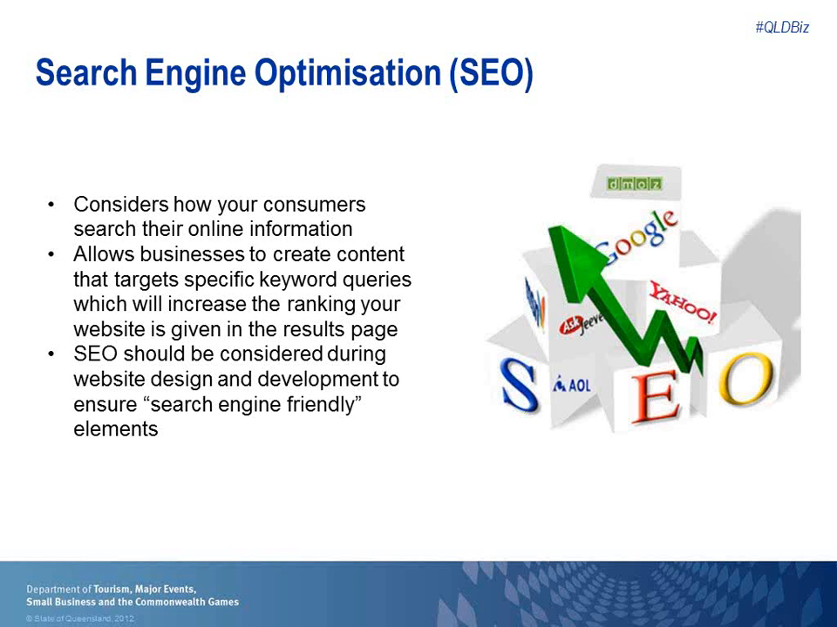It considers how your consumers search for their online information. So every search is started by someone typing a keyword or phrase into a search engine and clicking search. So all the results that are returned are based around the keywords entered. For example, if you typed wedding dresses, you'd get very different results than if you searched dressing for a wedding. This means that if you want to rank highly for a certain page, you need to ensure your website content targets specific keyword queries. SEO is best considered during your website design and development process.